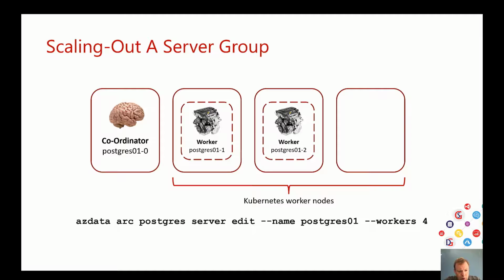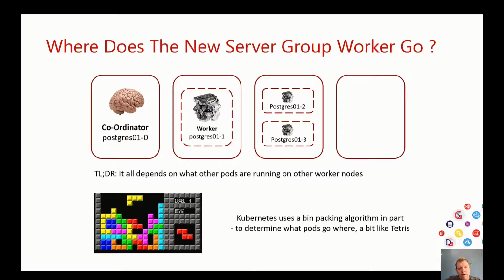So this is an example of doing this with the AZ Data CLI. One thing I should mention is that this is being phased out in favour of the Azure CLI. So going forwards, you should use the Azure CLI for everything that you want to do via a CLI. So a good question is, when you scale out a server group, where does your new worker go? And the answer is, it depends.